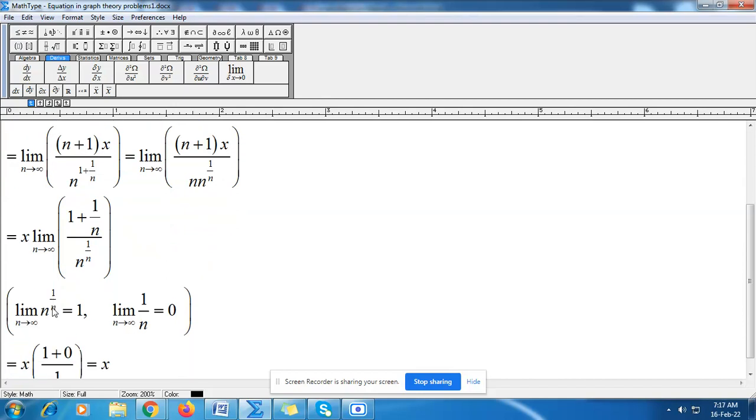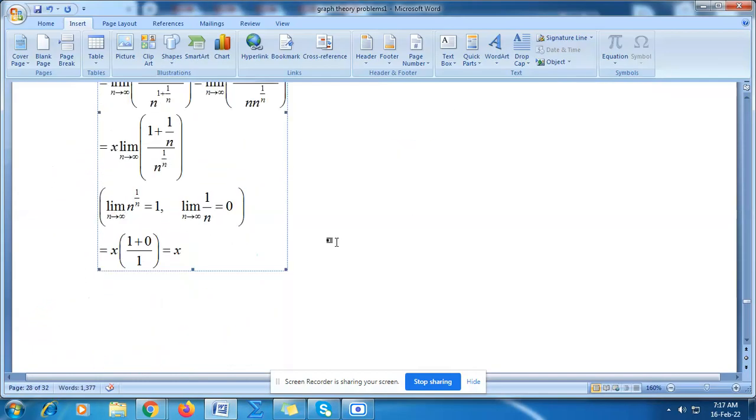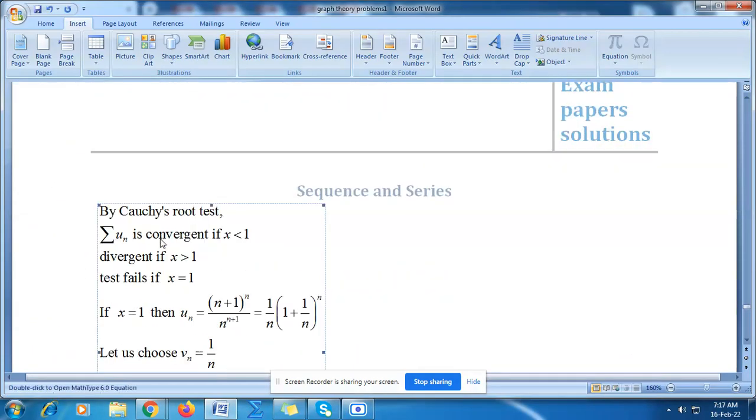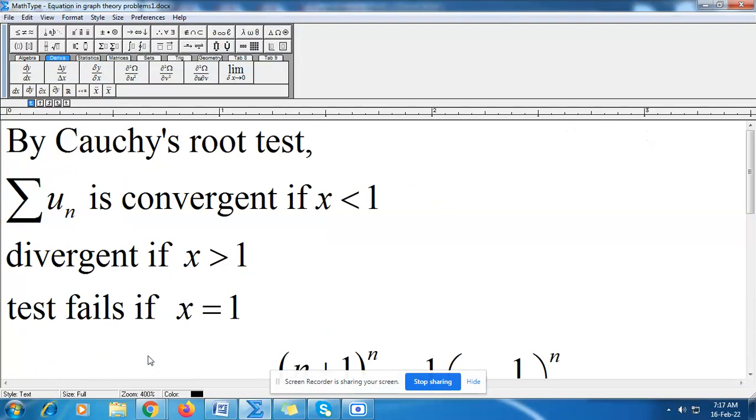So we have (1 plus 1 by n) by n power 1 by n into x, with x taken out. Now as n tends to infinity, 1 by n tends to 0, and also we note that n power 1 by n as n tends to infinity is 1. Now put these values, so the final value is x. By Cauchy's root test, sigma u_n is convergent if x is less than 1, divergent if x is greater than 1, and the test fails if x is equal to 1.